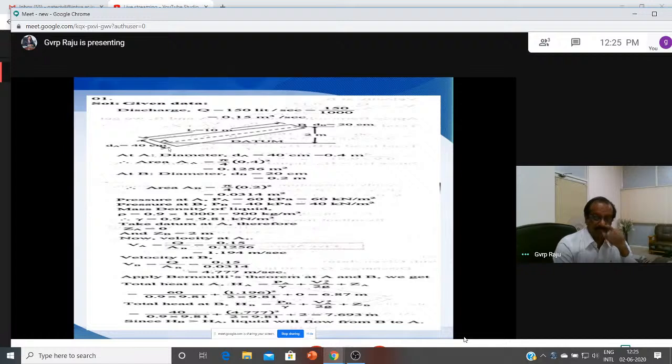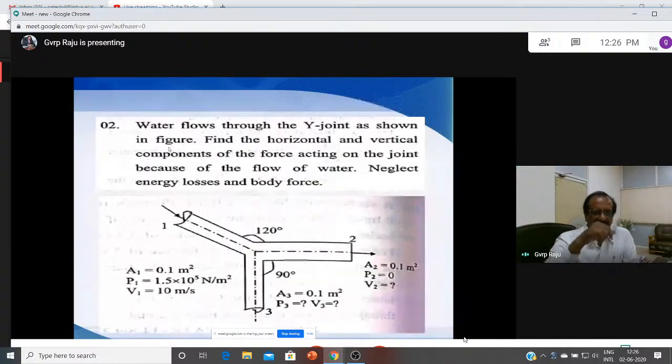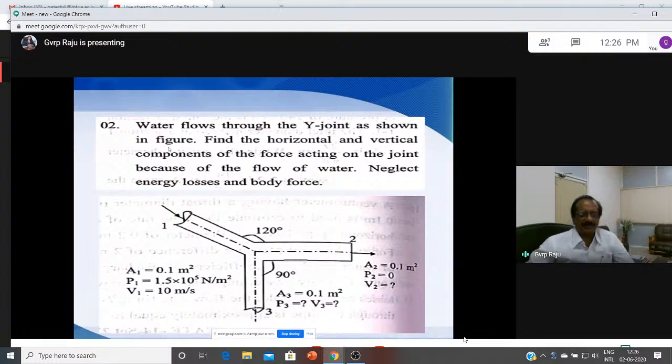That is the answer. But an interesting question: use the continuity discharge equation and Bernoulli's equation, find out the total head at A and total head at B and compare those two. Because the total head at B is more than the total head at A, the flow is from B to A. Important question, 5 marks question. This is another important question, 5 marks question.